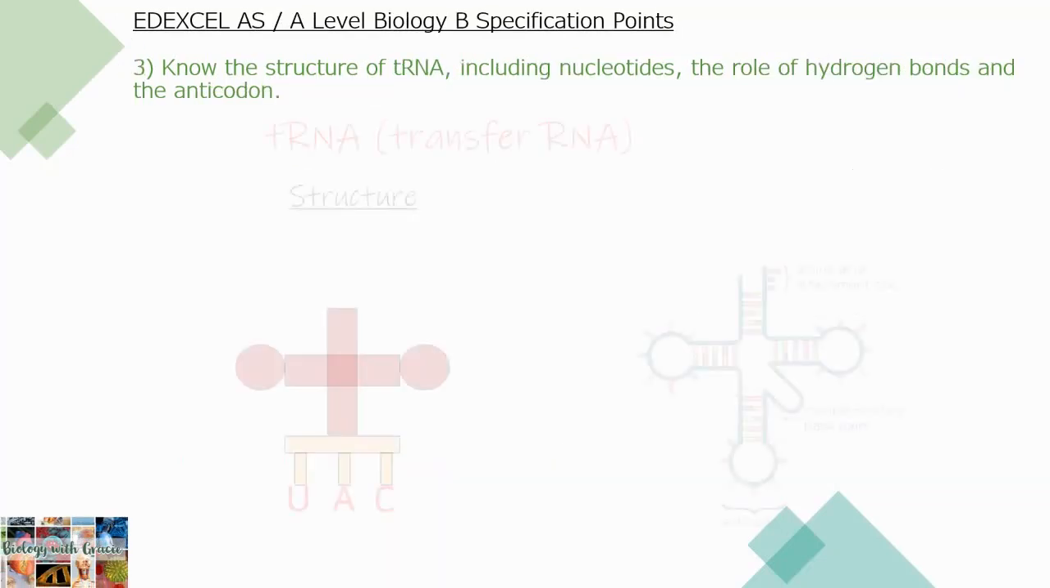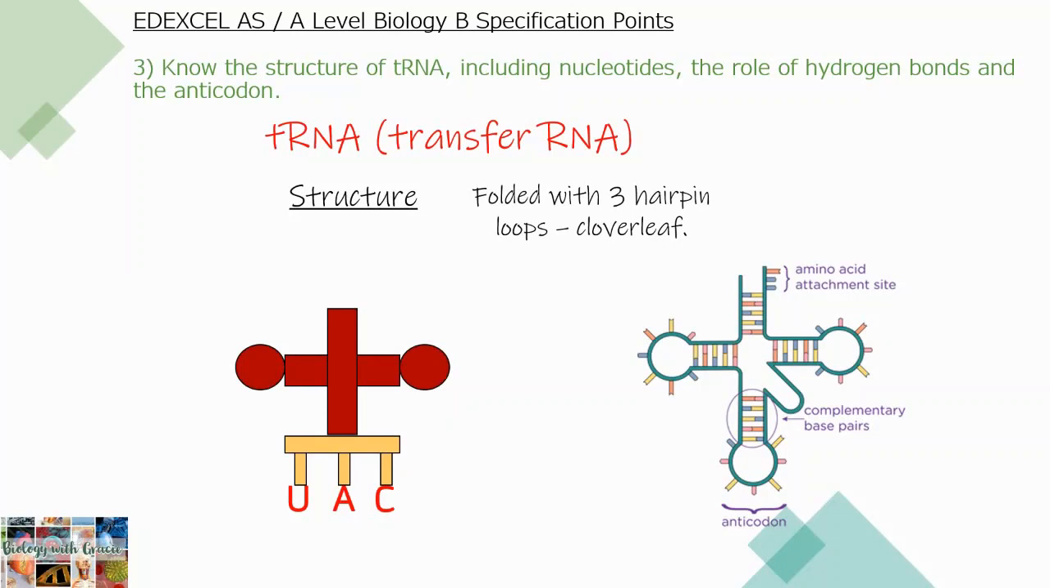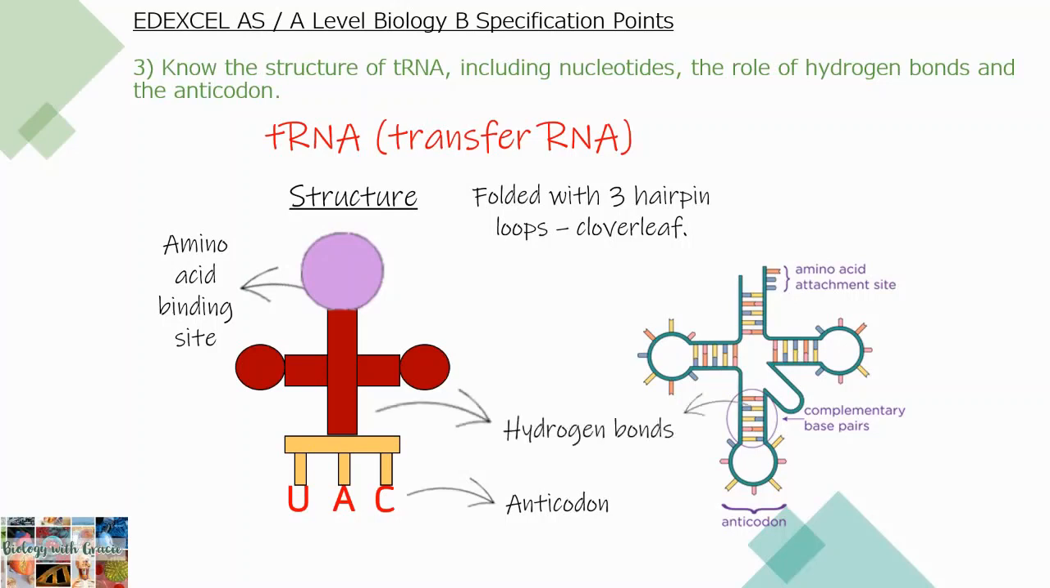We've then got our tRNA structure. So it is a folded structure with three hairpin loops, so it almost looks like a clover leaf structure. And then it also has an amino acid binding site. This is where the amino acid binds, as you can see there. We've then got an anticodon, so this complementary base pairs with the codon on mRNA. Then we've got hydrogen bonds and our nucleotides. So tRNA is made up of nucleotides which are hydrogen bonded together in complementary base pairs.